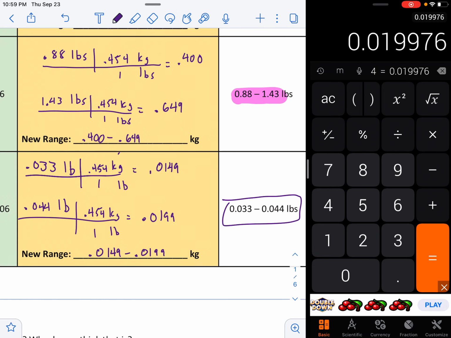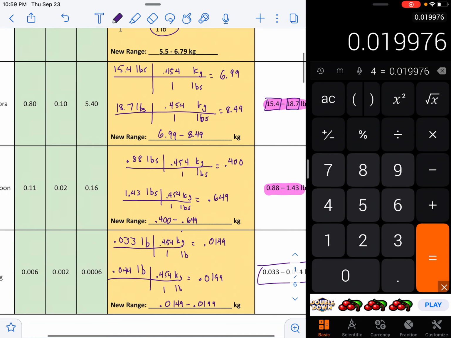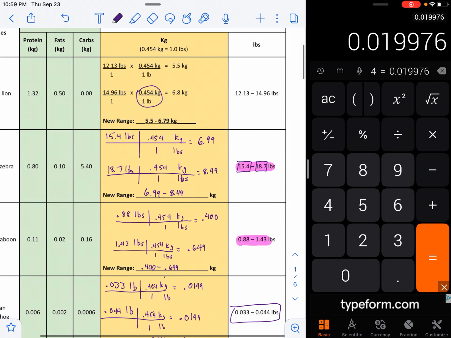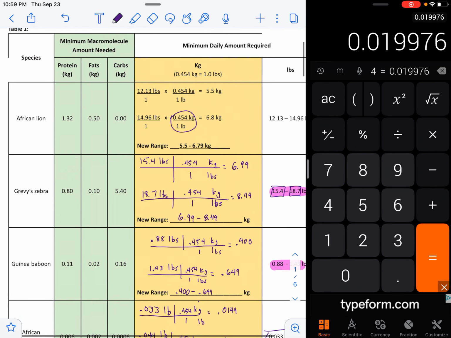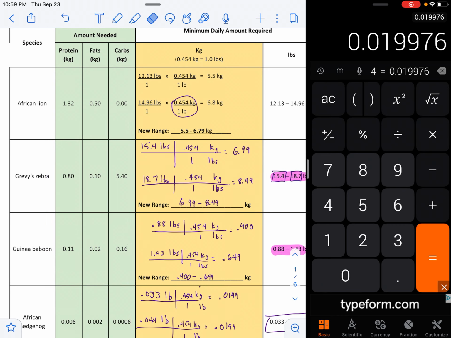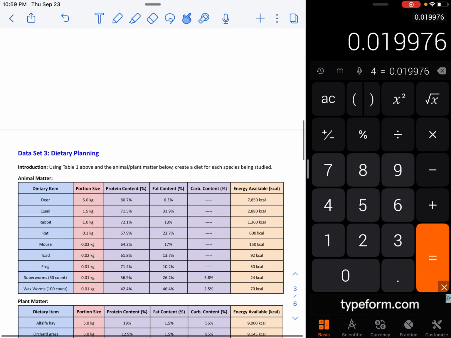So what we did on this first page is we established the range of total amount of food in kilograms that each species needs to eat. The minimum requirements of proteins, fats, and carbs is found right in this column right there. Now the next page, those questions you can answer on your own.